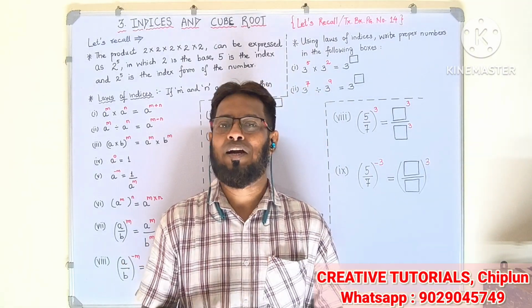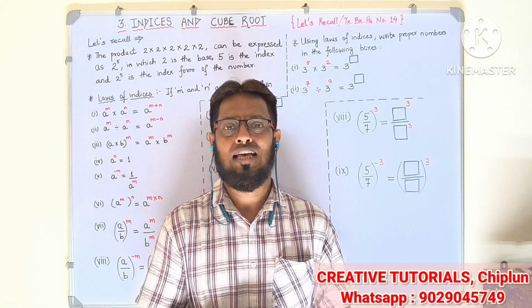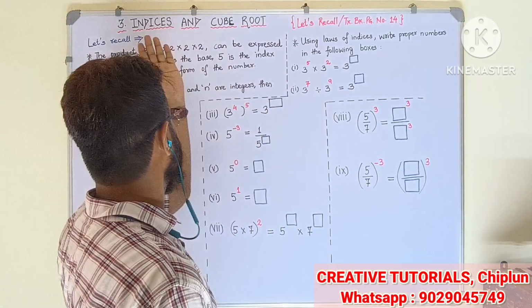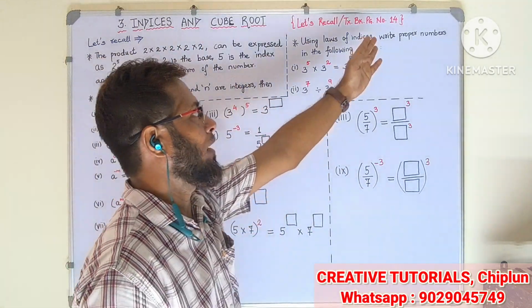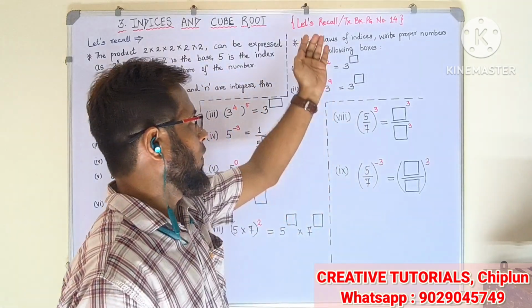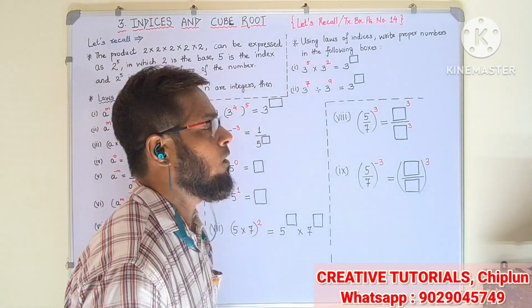Dear children, today we are on our third chapter, Indices and Cube Root. You can see on the board, it's Indices and Cube Root, and we are on page number 14 of our textbook, where we are going to learn something called Let's Recall.